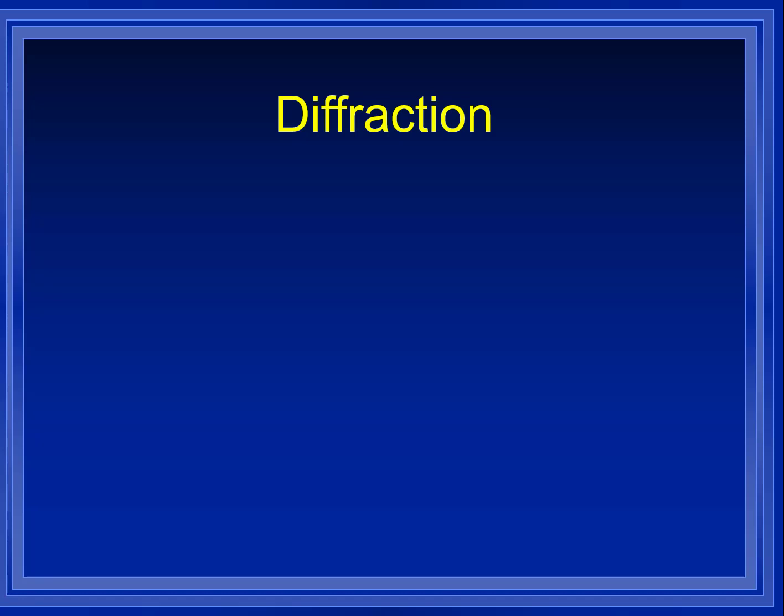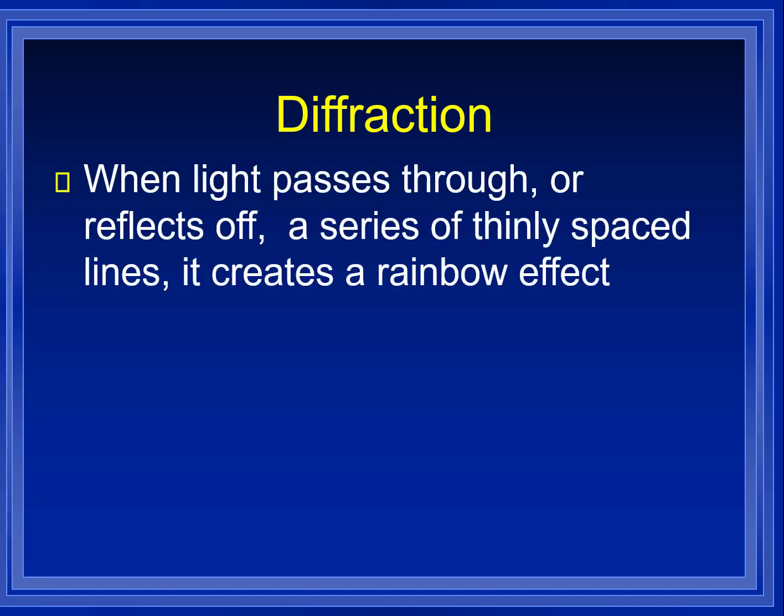I kept saying that was a diffraction grating. So diffraction is when light passes through or reflects off a series of thinly spaced lines. Those little pieces of plastic you looked through, you probably couldn't tell, but there were 20,000 lines per centimeter. Our eyes aren't good enough to see 20,000 lines scratched per centimeter.